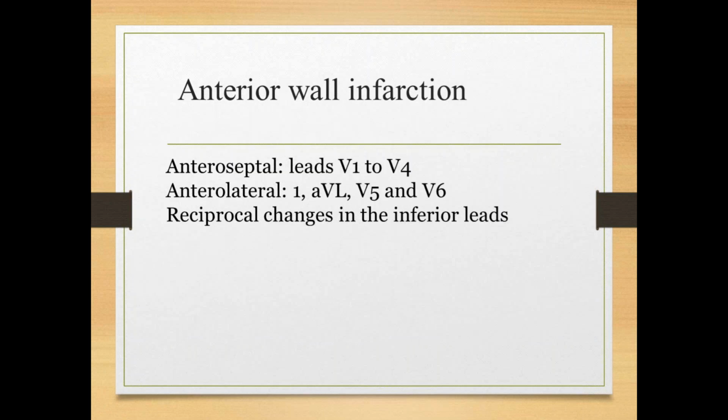Anterior wall infarction, anteroseptal MI, involves leads V1 to V4. Anterolateral involves lead 1, aVL, V5 and V6. There will be reciprocal changes in the inferior leads if it's anterolateral. If it's an inferior wall MI, then there will be reciprocal changes in the anterolateral leads.